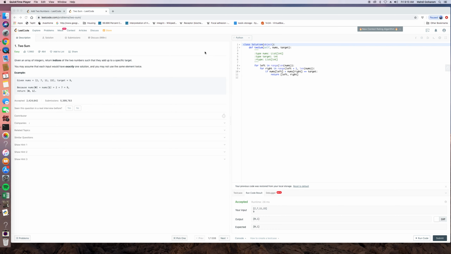From the perspective of the function, the input of this problem is a nums list and a target number, which is written here.